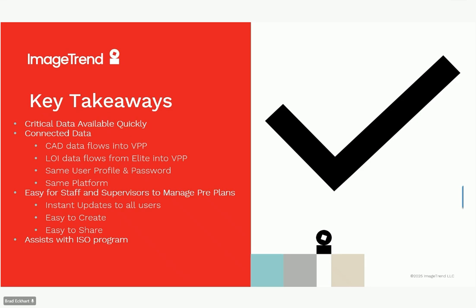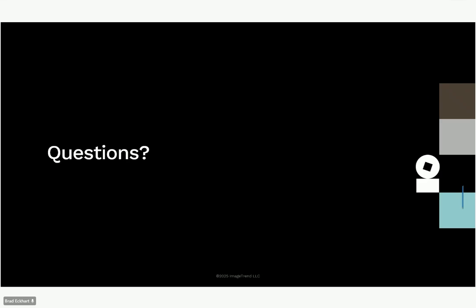It's not a pie in the sky dream. It's very capable. Your CAD data is going to flow into visual pre-plans. Your location document inspection data is going to flow into visual pre-plans. You're going to have the same user profile and password, same platform. And as you saw, it's relatively easy to update. It doesn't require a bunch of technical knowledge to update and manage those pre-plans, whether from a staff member, somebody on the road, or the company level, all the way up into your managed pre-plans. So it's an instant update for all users, and it really can assist with your ISO program.